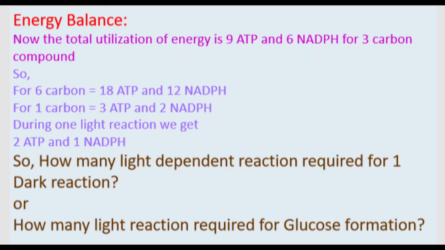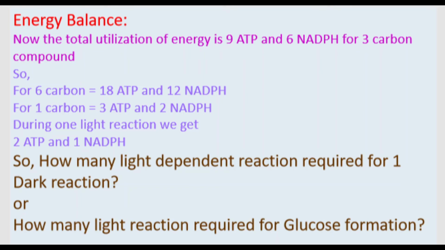Now what is the energy balance in this cycle? The total energy utilization is 9 ATP and 6 NADPH, as we discussed in the previous slide, for the 3 carbon compound.